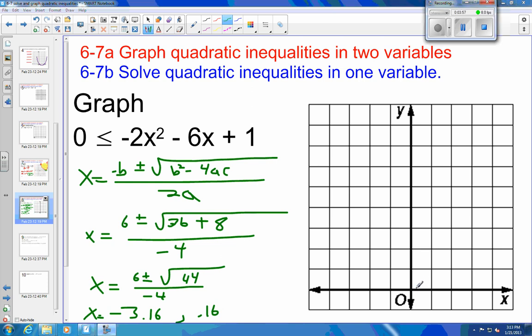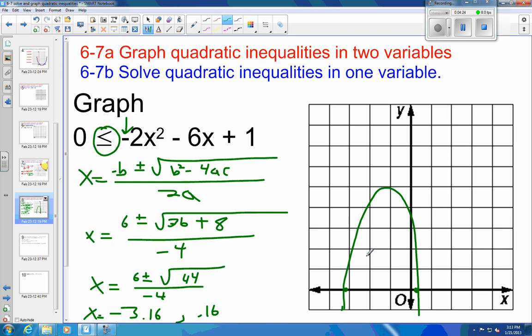Okay, so then I can graph those. So negative 3.2-ish is somewhere over there, and 0.16 is really close right here. I am equal to those points. My parabola is facing down because I've got the negative sign right here. That means it's facing down. So if I sketch this thing in, it's going to be doing something like that.